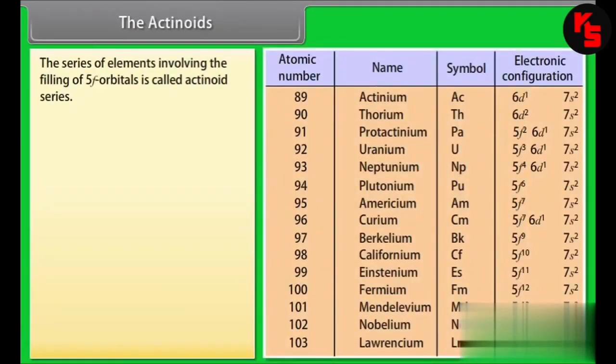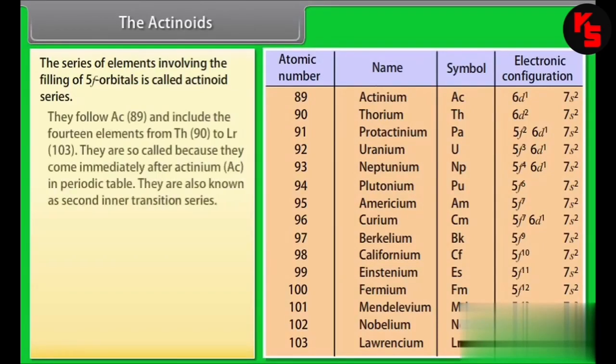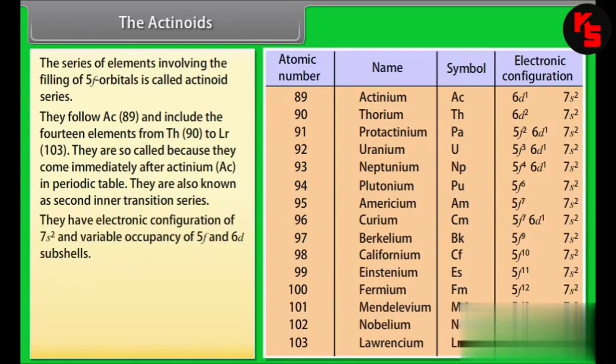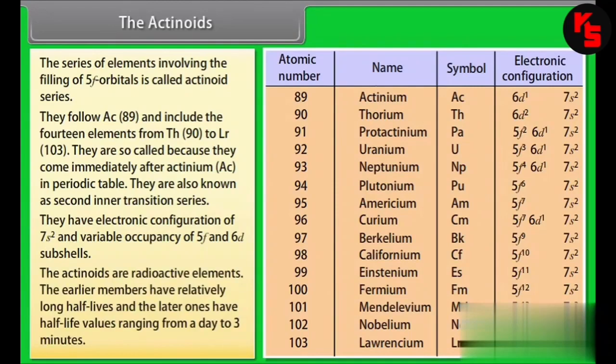The actinoids. The series of elements involving the filling of 5f orbitals is called actinoid series. They follow actinium and include the 14 elements from thorium to lawrencium. They are so called because they come immediately after actinium in periodic table. They are also known as second inner transition series. They have electronic configuration of 7s2 and variable occupancy of 5f and 6d subshells. The actinoids are radioactive elements.